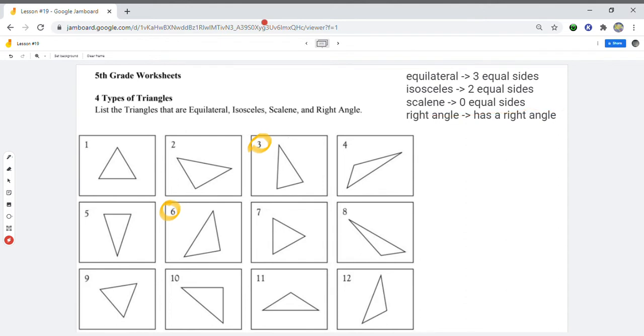Next, I like to see how many equal sides there are, or if there is any. So looking over this, it looks like there's 2 equal sides over here, this and this. So that means it has to be an isosceles triangle over here because it has 2 equal sides and it has no right angle. So I'm going to write isosceles over here.